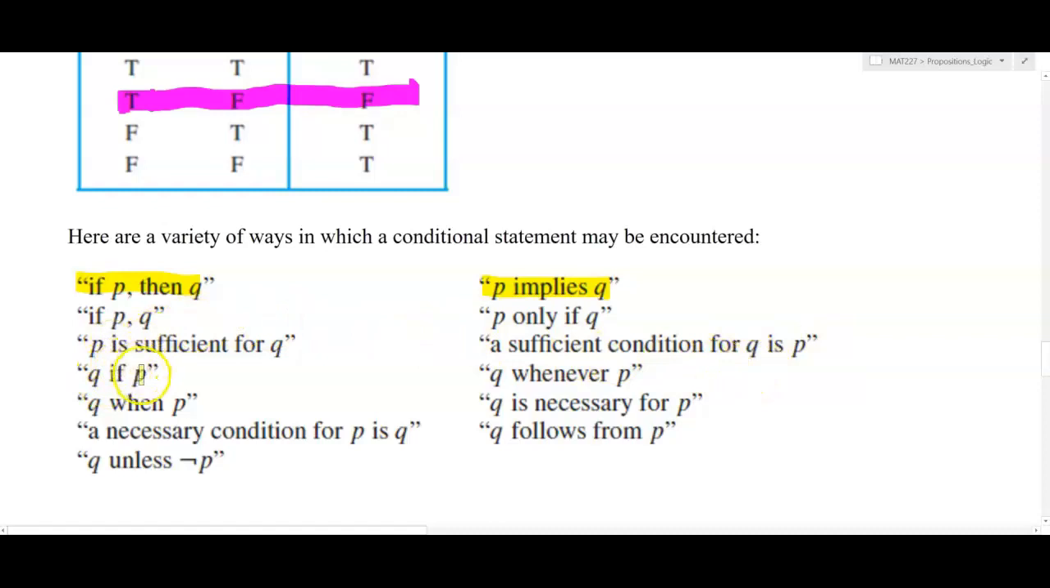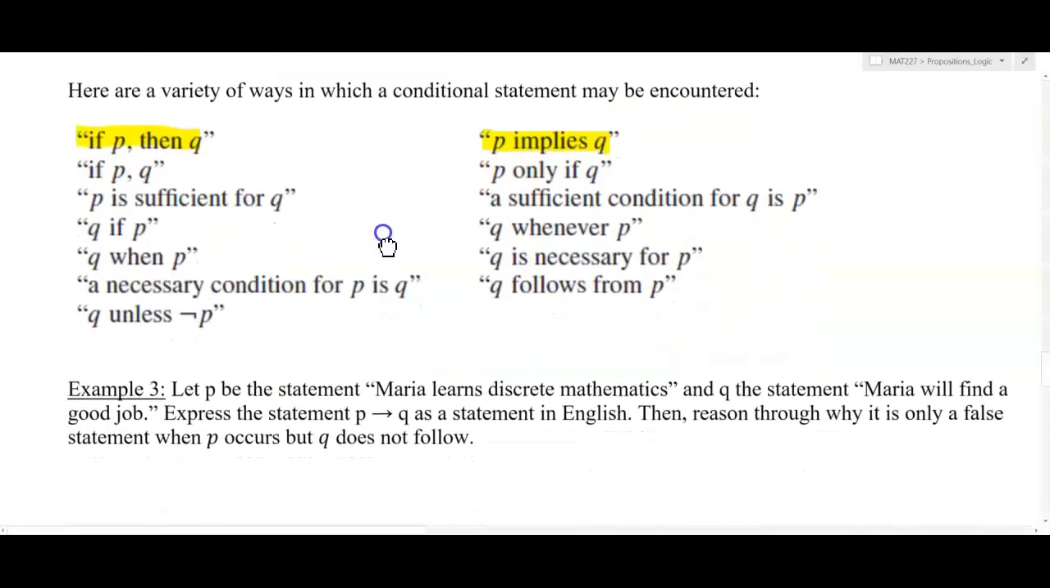Q if P, that's just the same thing, just saying if P then Q. Q whenever P. Q when P. Q is necessary for P. That's kind of a weirder one, but it means it necessarily happens when P takes place. A necessary condition for P is Q. So if P does happen, Q happens. Q follows from P. Q unless P doesn't happen. So some of these are less common ones, but just so that you're aware of other statements, you can always reference this.